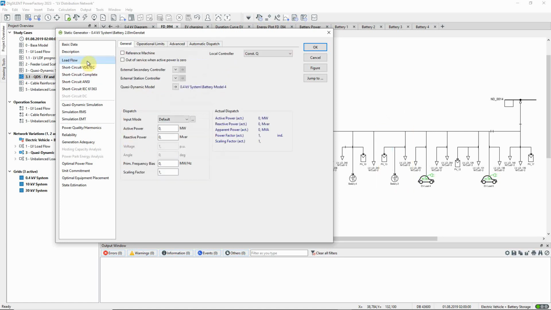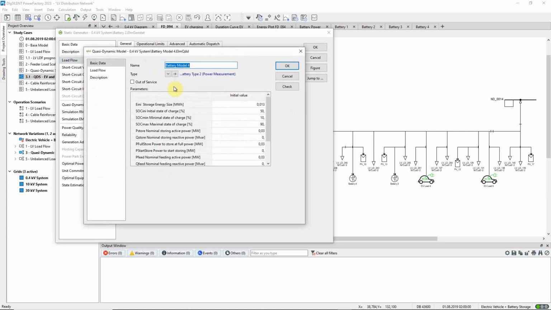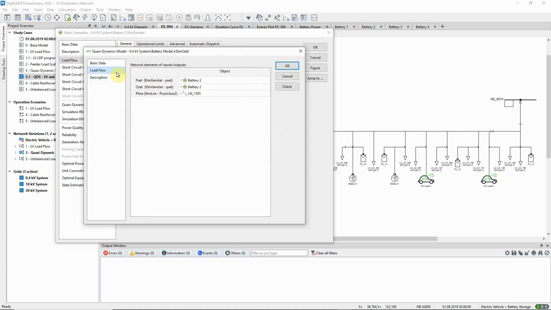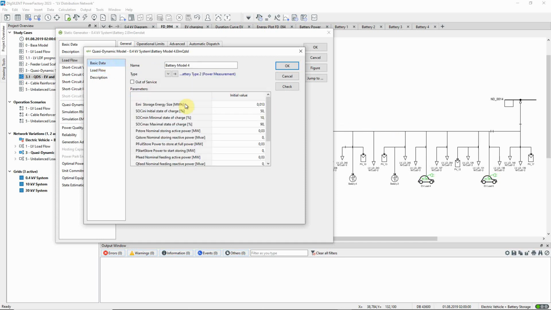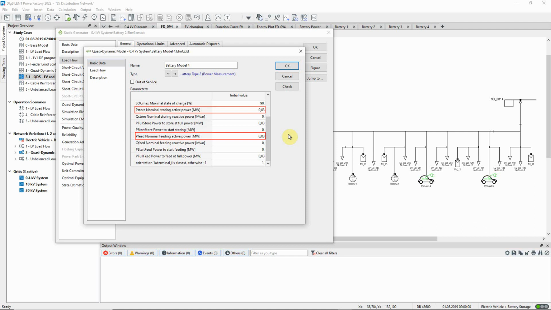The batteries are controlled by QDSL models, which determine for each time step whether the battery should be storing or releasing energy. The operating mode of the battery is dependent on the power flow measured on the connecting line. These parameters define the maximum power at which the battery can operate. By comparing the measured power with these input parameters, the QDSL model determines the required level of power input or output for the battery.